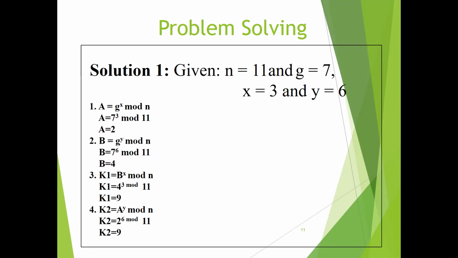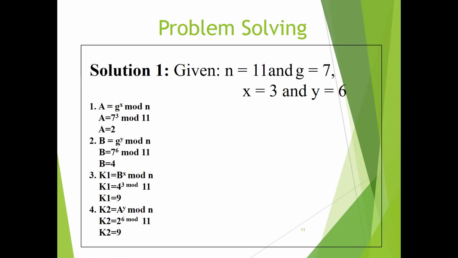Now once A and B have been calculated, both Alice and Bob can calculate K1 and K2. So K1 will be equal to B to the power x mod n, that is K1 equal to 4 raised to power 3 mod 11. That is, K1 will be 9. And K2 is equal to A to the power y mod n. So K2 will be equal to 2 raised to power 6 mod 11. So we have got K2 is equal to 9. So both the values, K1 and K2, are equal to 9.